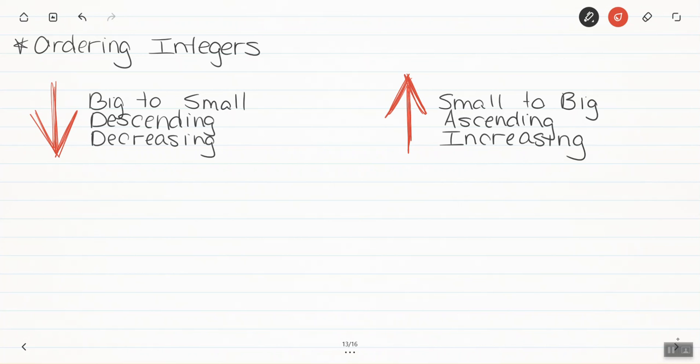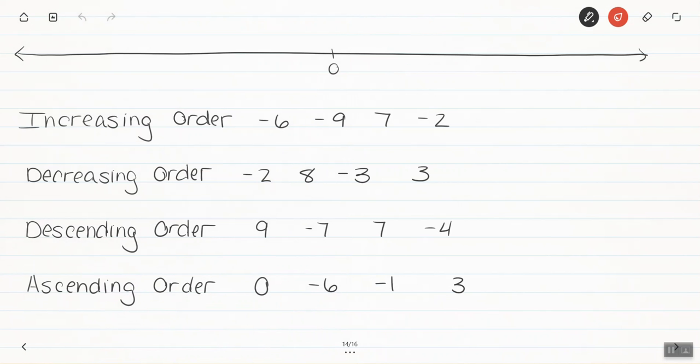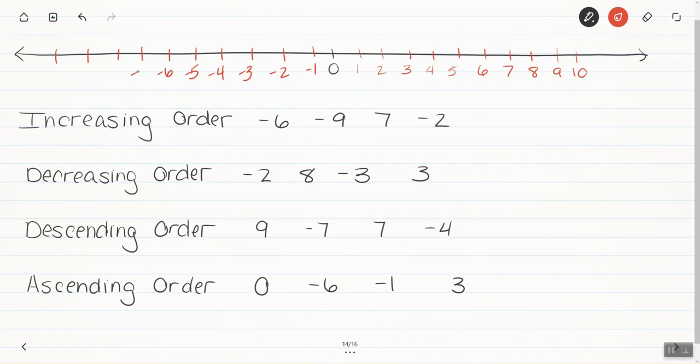Okay, so again, we're going to look at number lines to help us. And I'm going to have you draw another number line. We're going to put 0 in the middle. And then I'm going to number up to 10, going to the right. 1, 2, 3, 4, 5, 6, 7, 8, 9, 10. And then I'm going to go to the negatives. Negative 1, negative 2, and so on down to negative 10.